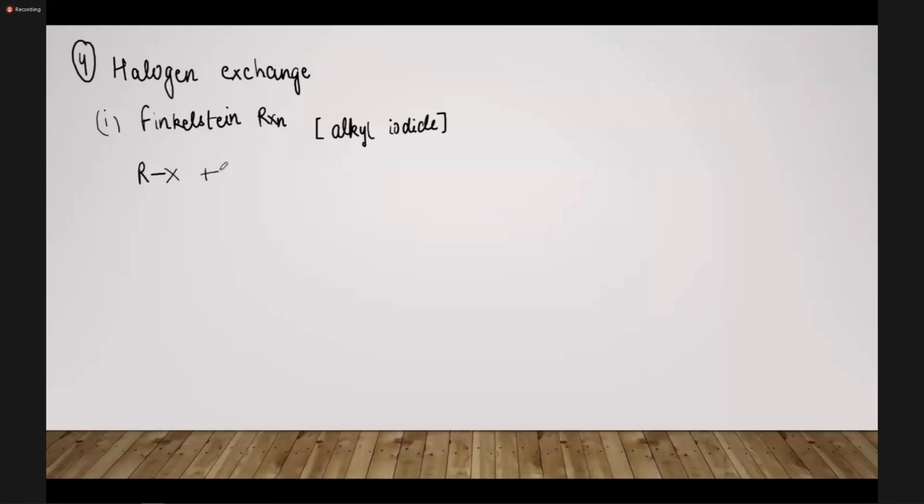It says RX plus sodium iodide will give RI, that is the alkyl iodide, plus NaX. And we need to remember here that this X is either Cl or Br. It cannot be fluorine, because there is a different method for the preparation of fluorides that we'll study in a few minutes.